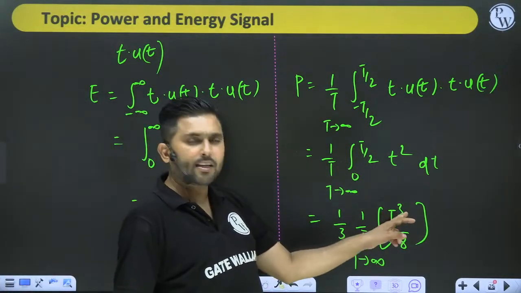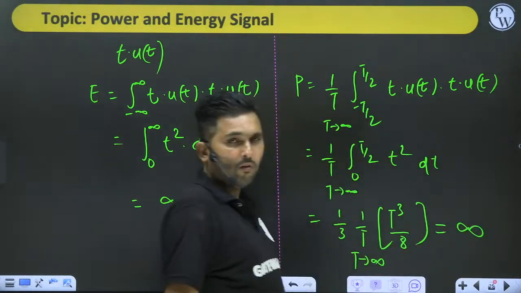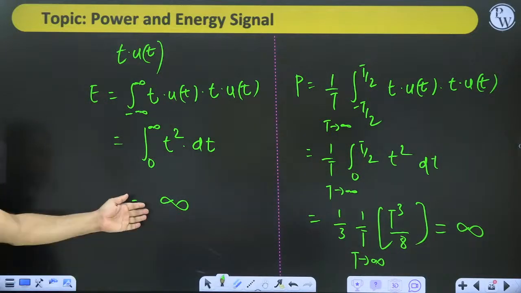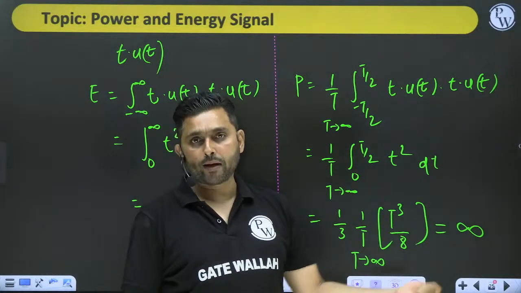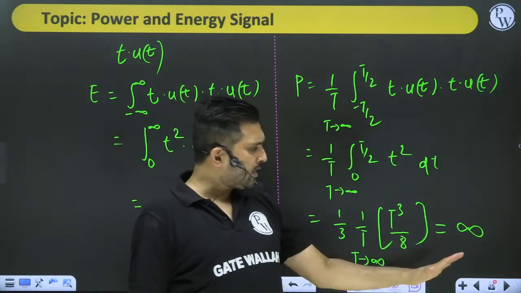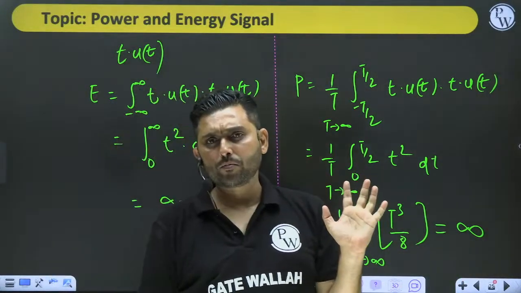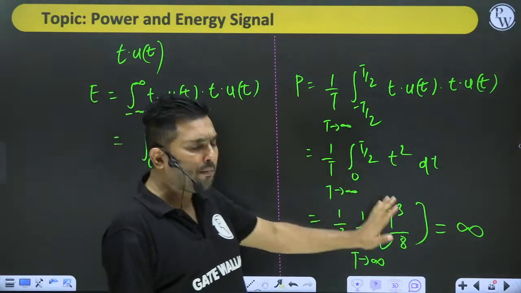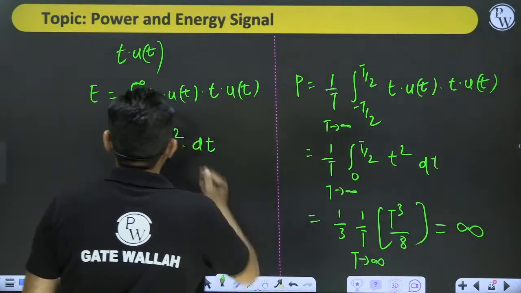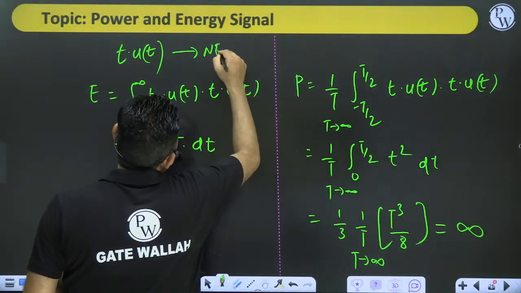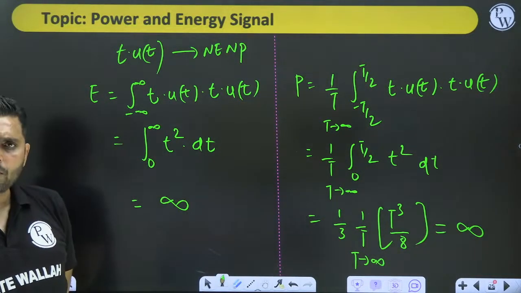1 t, this t will cancel out, but t square is there. When you put it in, what is going on? Energy comes out to be infinite, power also comes out to be infinite. Is it possible? No, it's not possible. Energy and power can never both be infinite simultaneously. Either energy is infinite or power comes out to be 0. But simultaneously it is not possible. This means that this t u(t) is neither energy nor power. Neither energy nor power.